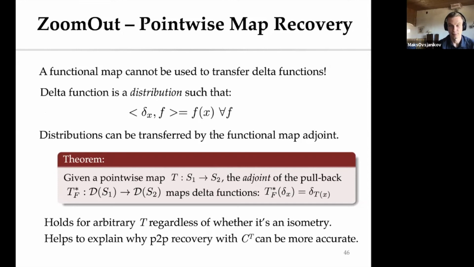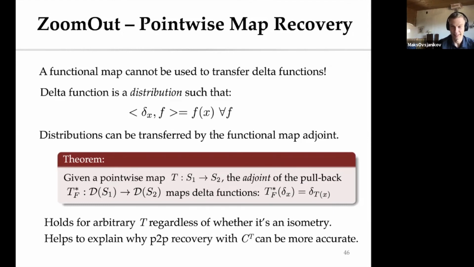But there's something that I think has been ignored, which is that delta functions are actually not functions, right? Delta functions are distributions, and the way that they're defined is that when you take a delta function, the way that it acts on a particular function is just f of x. So this is by definition, right? And so you cannot use functional maps to transfer distributions. In order to transfer distributions, you need something else.